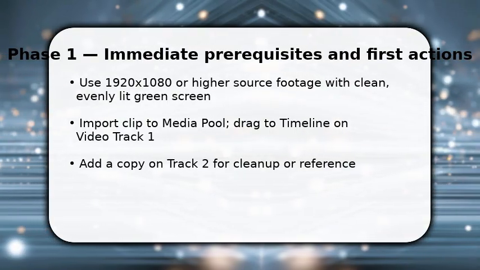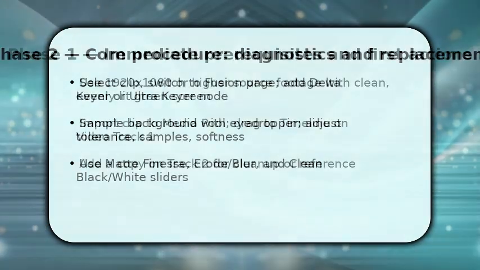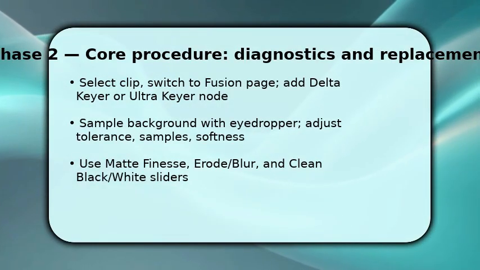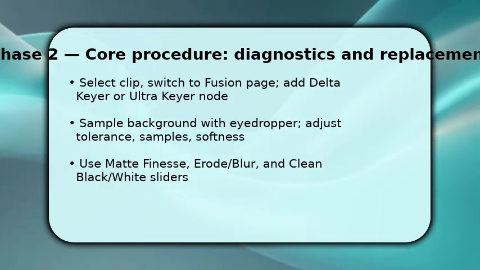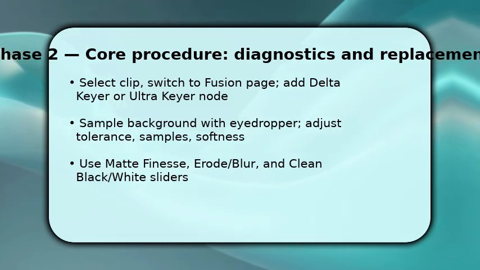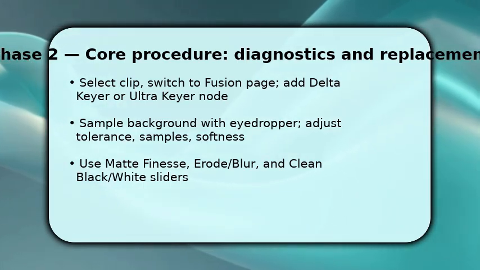You move to Fusion because it gives precise control for complex keys. With the clip selected, open Fusion and add a Delta keyer node. Ultra keyer works too. Use the eyedropper to sample the green background, then widen tolerance sparingly. Too much erodes hair or edges.